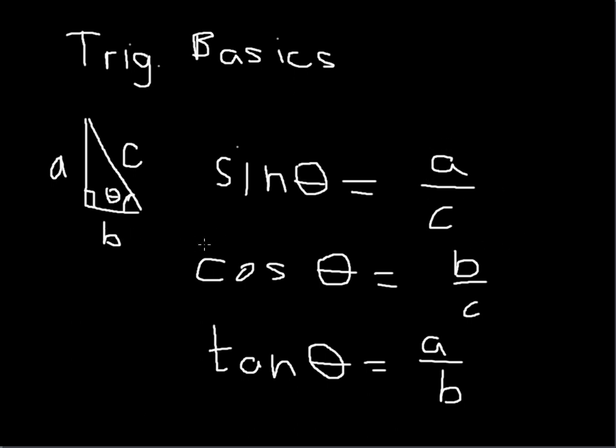Then we have cos theta. Now cos theta, you take the adjacent and divide it by the hypotenuse. So the adjacent is the side that's next to the angle. So we have theta here, so I took b, which is next to the angle, and then we divide it by c, which is the hypotenuse.